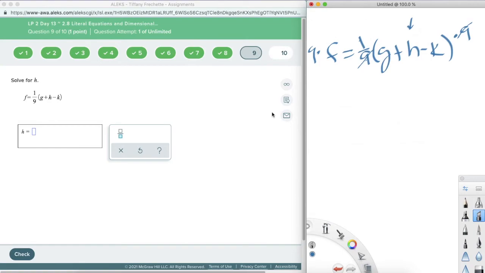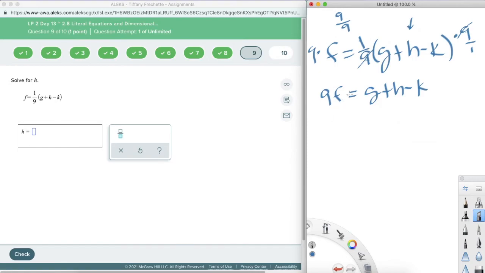So on this side, I have 9f equals g plus h minus k, because remember, this 1/9 times 9 cancels out, because it's 9 times 1, so this would actually give me 9 over 9 if I think of it that way. If I did 9 times 1, it would have 9 on the top, and I have 9 on the bottom. Because technically, there's 1 on the bottom here. Okay, so that's why they cancel out that way. It's 9 divided by 9.